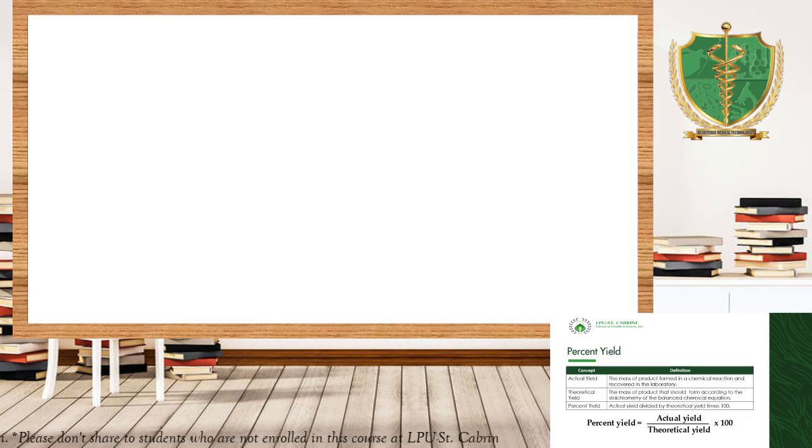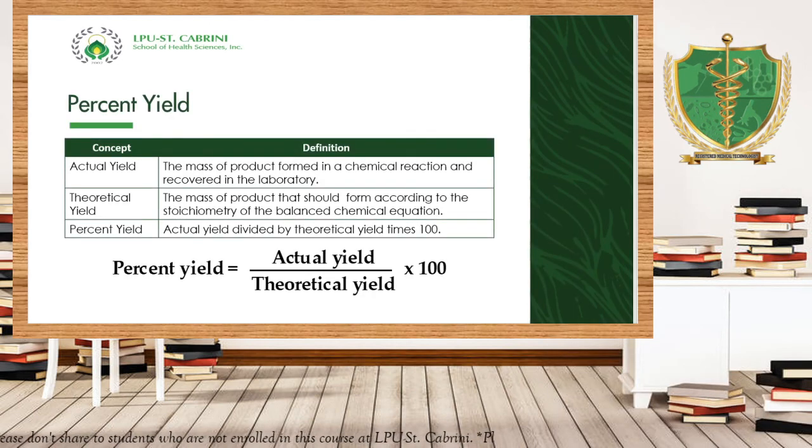I guess this will be the last topic. We have the percent yield. Kapag po sinabi nating percent yield, that is the actual yield divided by the theoretical yield times 100. Pag naman po sinabi nating actual yield, that is the mass of the product formed in a chemical reaction and recovered in the laboratory. So, that is the mass of your experiment.